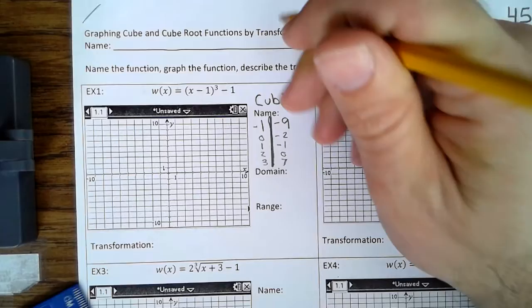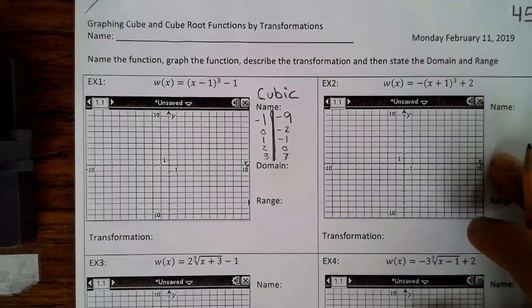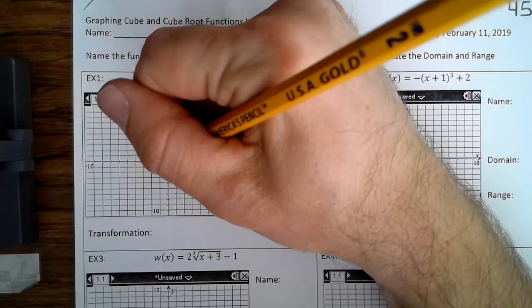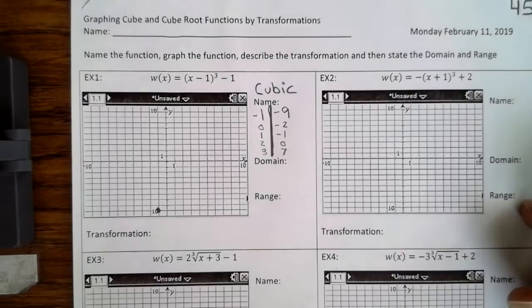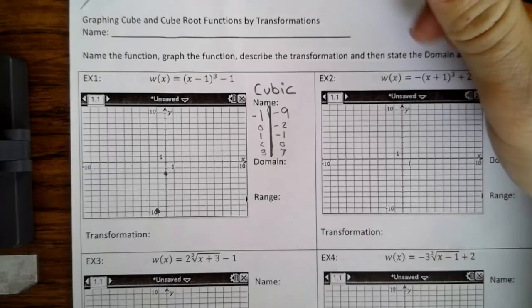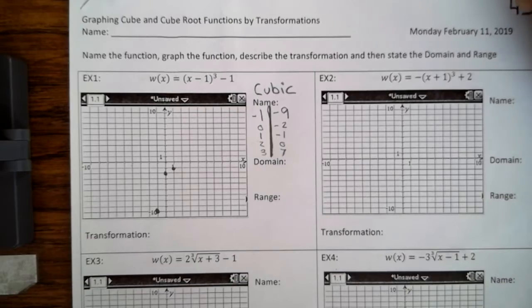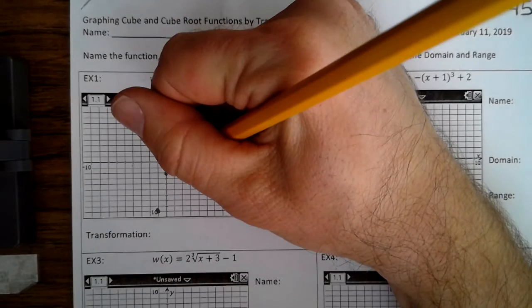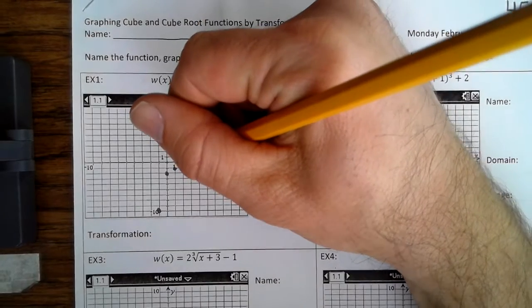Okay, so let's graph those. So negative 1, negative 9. 0, negative 2. 1, negative 1. 2, 0. 3, 1, 2, 3, 4, 5, 6, 7.